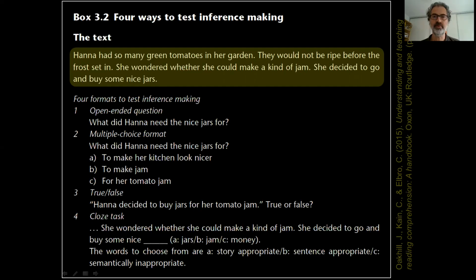So one way to probe that is by directly asking, what did Hannah need the nice jars for? And then you have to evaluate the quality of the answer. Another way to probe that is with a multiple choice question, the same question with some options. So again, the options must be chosen very carefully so that they're equally relatable to the text, but only one makes sense.